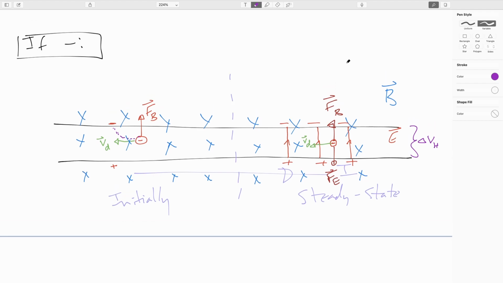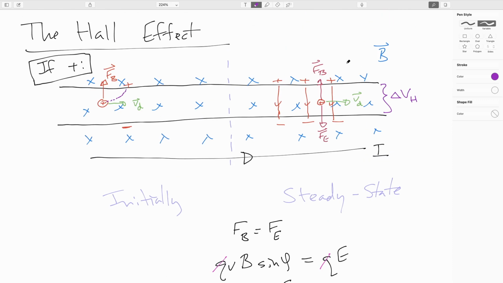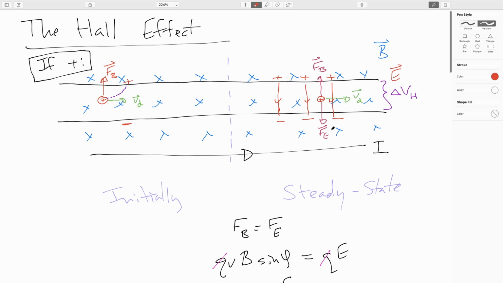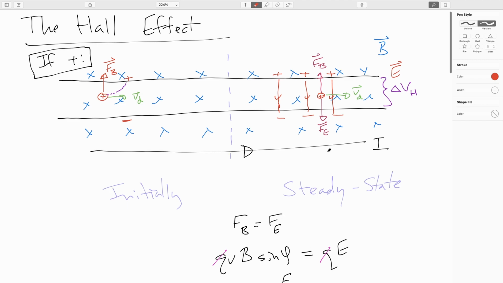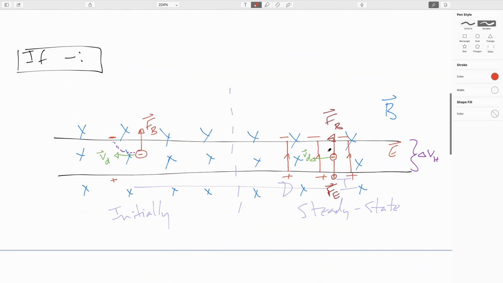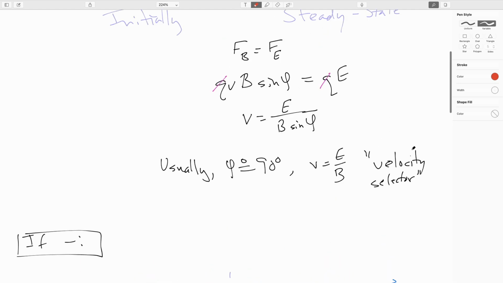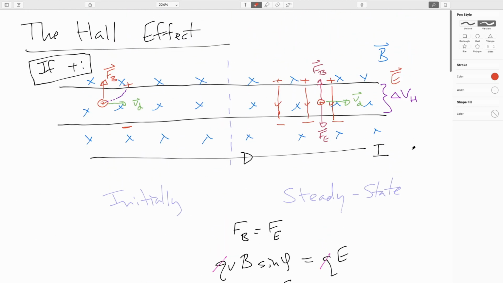So this is how we can figure out the sign of our mobile charge carriers. If we set up a Hall experiment and we measure a positive Hall potential, then we know that our mobile charge carriers are positively charged, like they are in a nerve cell. If we set up the experiment and we get a negative Hall potential, then we know that our charge carriers are negatively charged.